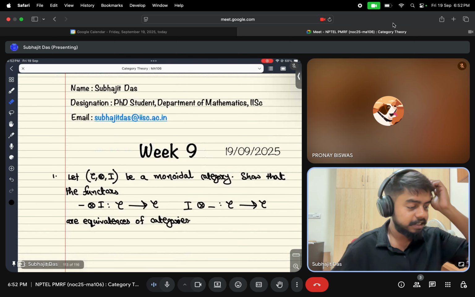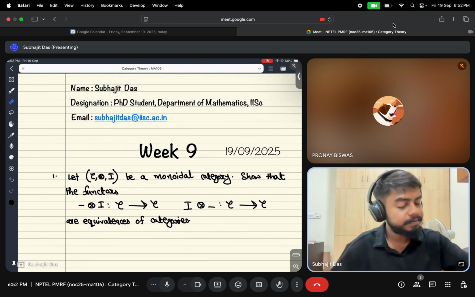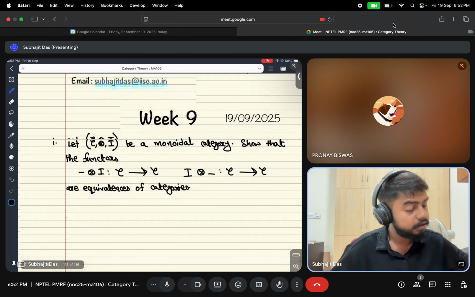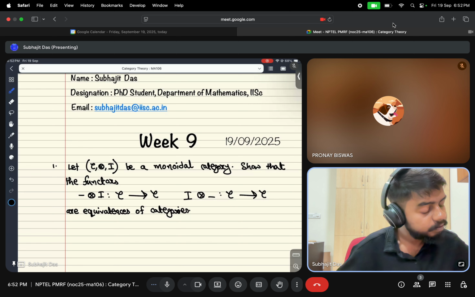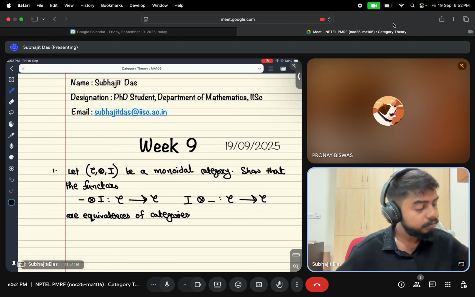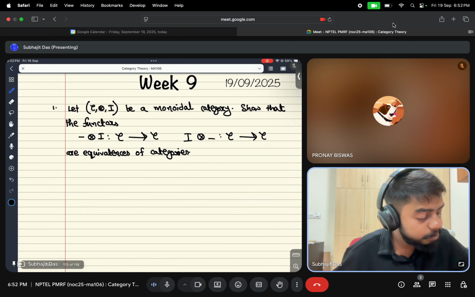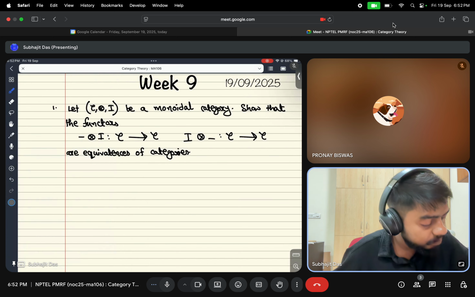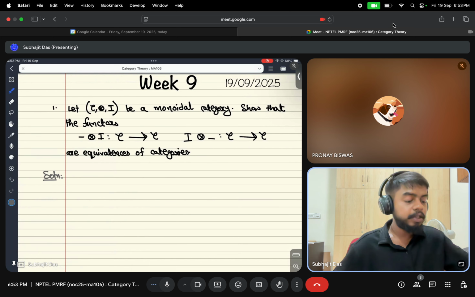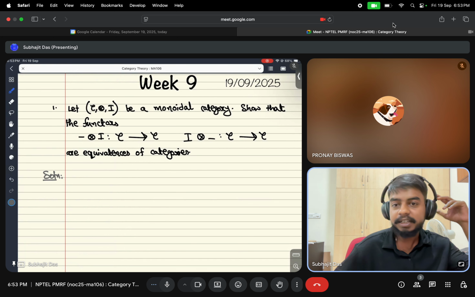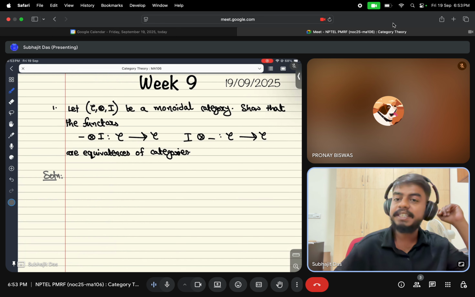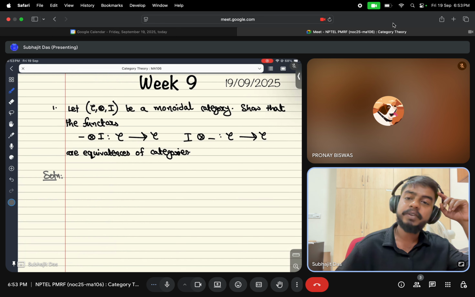Okay, so let's quickly jump to the problems. So this is our first problem. Let I tensor be a monoidal category. Show that these two functors are equivalences of categories. How would we do this? Tensoring with I from C to C is an equivalence of categories, as well as I tensored with something from C to C. How do you show this?